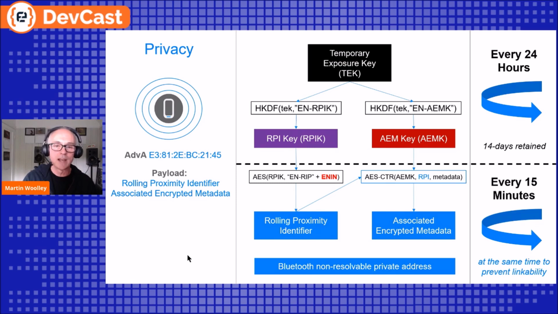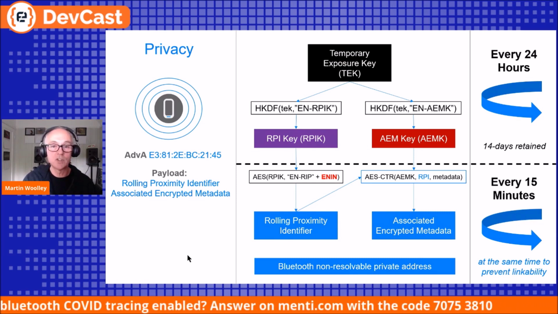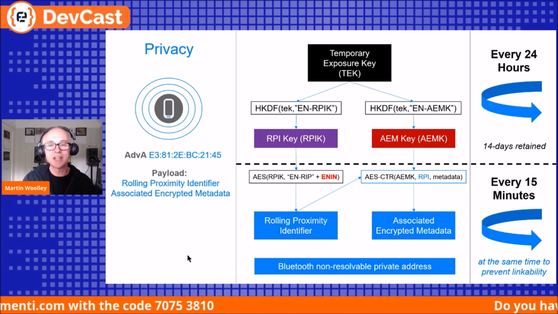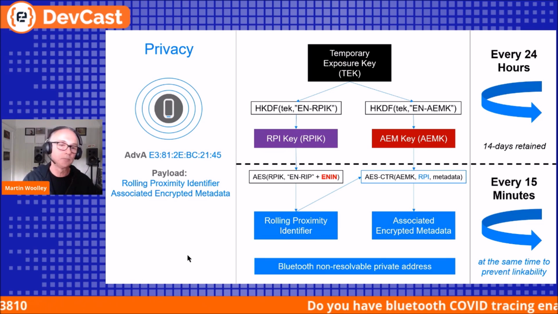Now, Bluetooth itself has its own privacy safeguards, including a device address type called a non-resolvable private address, which the Bluetooth stack changes periodically. And in the Apple Google ENS framework, the Bluetooth advertising address is changed at exactly the same time that the RPI and AEM data is rolled. So you can't deduce anything about one set of these values when the other set changes.